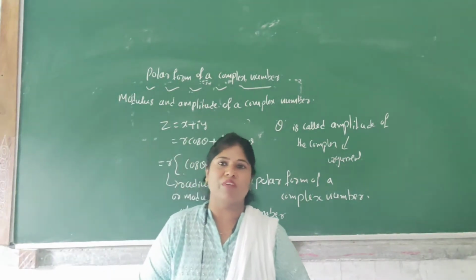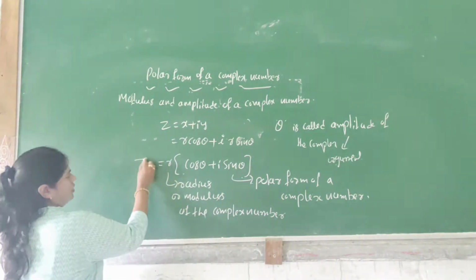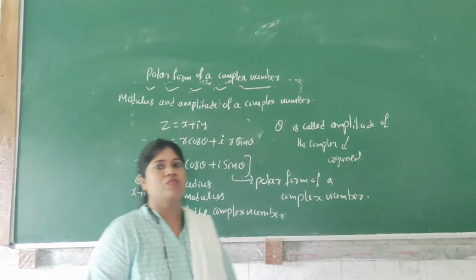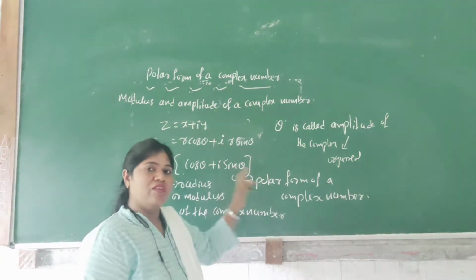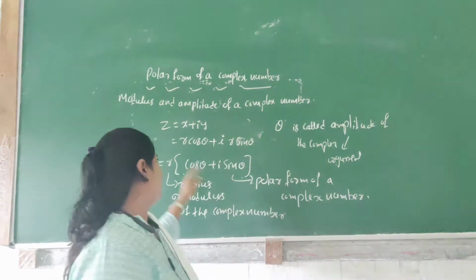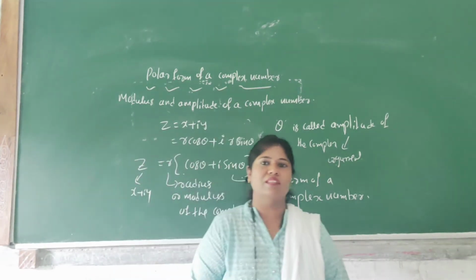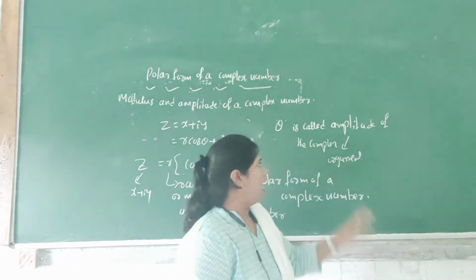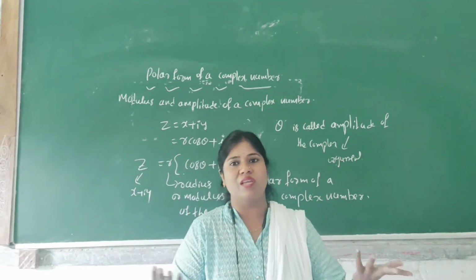What is the standard form of a complex number? Here it is z. z can be expressed as x plus iy. z is equal to r of cos theta plus i sin theta. So standard form or polar form or trigonometrical form of a complex number is z is equal to r of cos theta plus i sin theta. You understood this one? Where r is the modulus of the complex number and theta is the amplitude of the complex number.